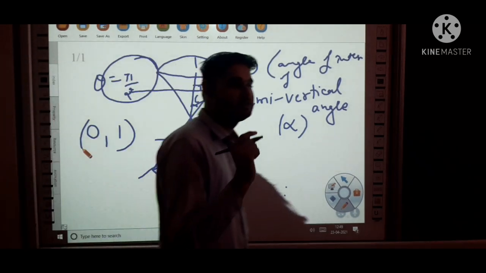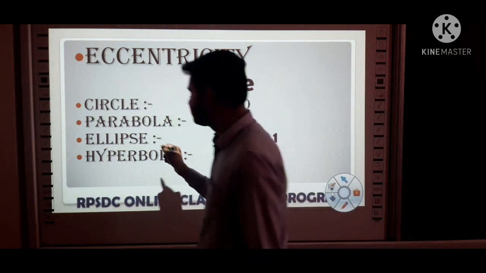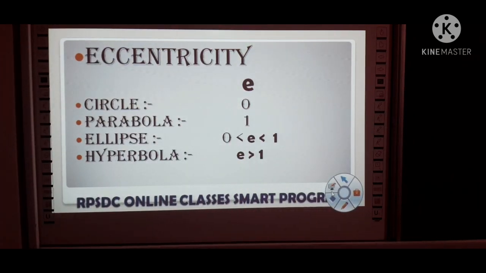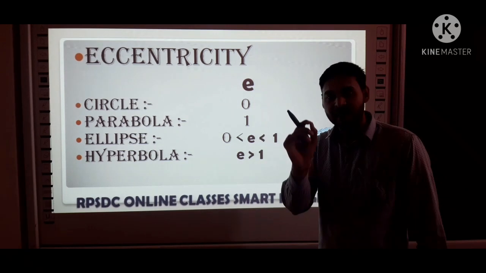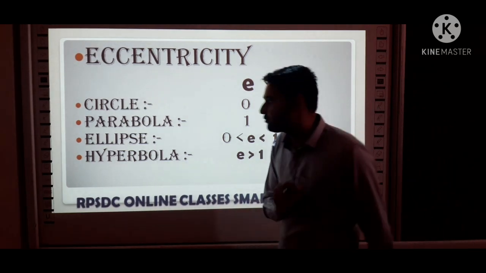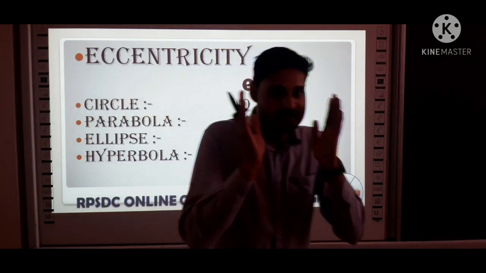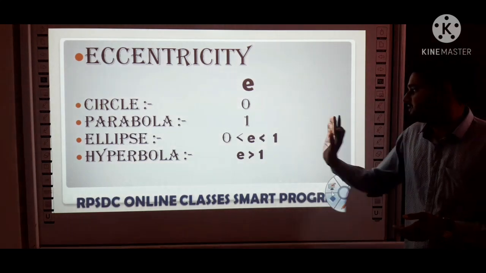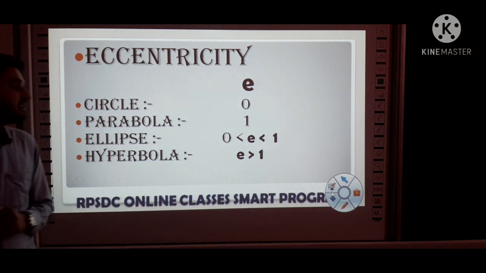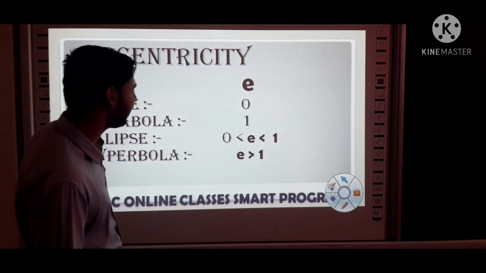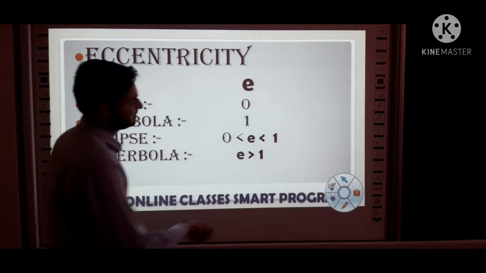Zero and 1 are not included in this interval. For ellipse, the eccentricity lies in the open interval 0 to 1, and in the last case, hyperbola, the value of eccentricity is greater than 1. So let's again discuss. For circle, the value of eccentricity is equal to 0, and for parabola it is equal to 1. For ellipse, the eccentricity lies in the open interval 0 to 1. And the last point, for hyperbola, the value of eccentricity is greater than 1. And if the value of e equals 1, then it is known as parabola.